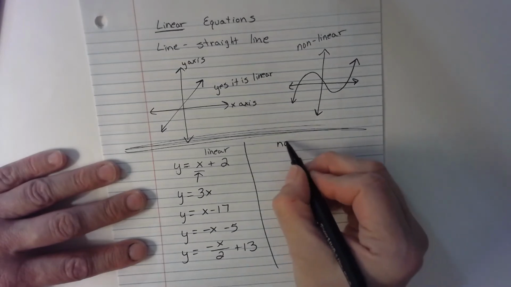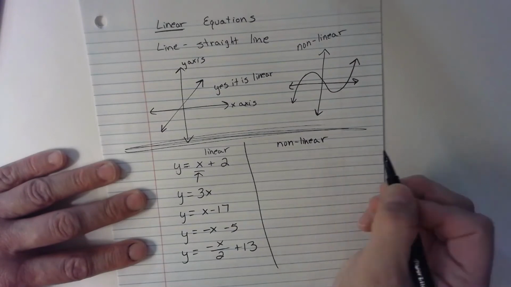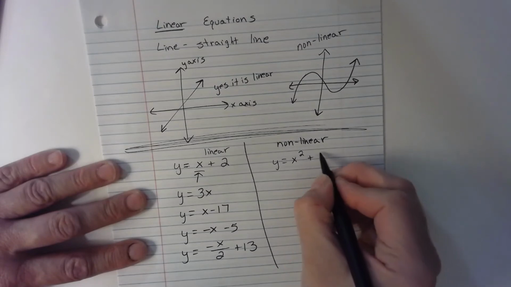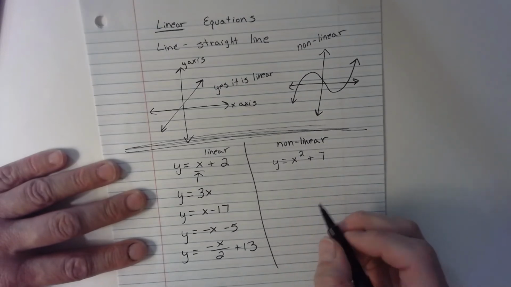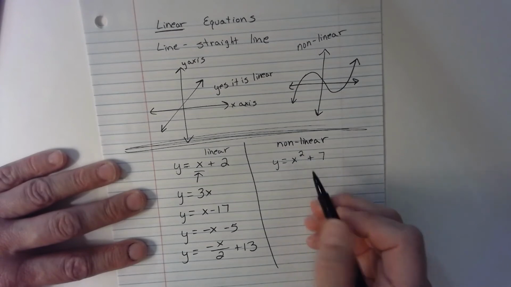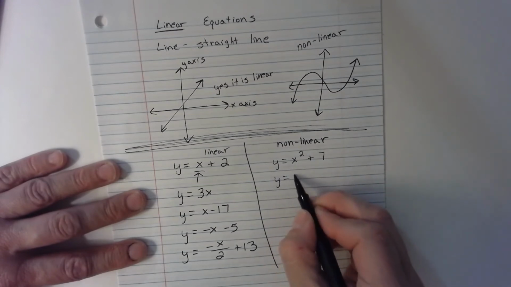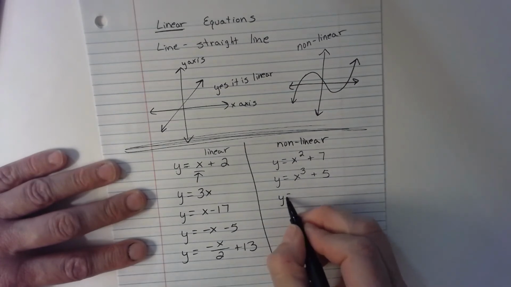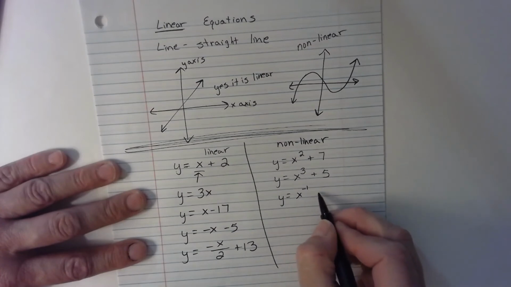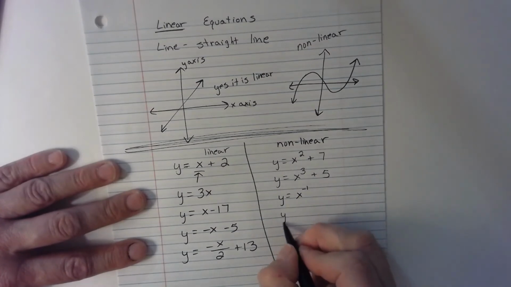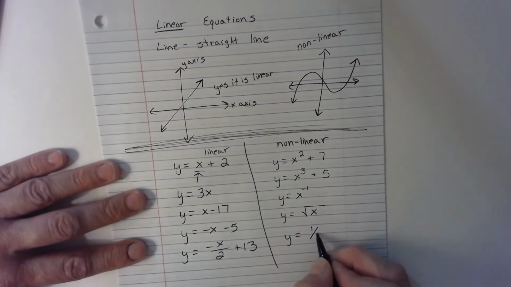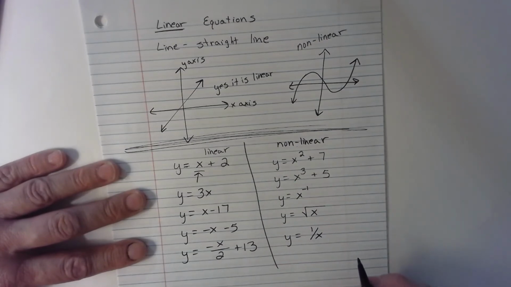Things that make an equation non-linear, based on looking at the equation: if the x is raised to any power other than 1, or other than just alone with no power. So if that x is squared, that's non-linear. If the x is to the third power, that's non-linear. If the x is to a negative power, that is non-linear. If the x is underneath a square root symbol, that is non-linear. And if the x is on the bottom of a fraction, that is non-linear.